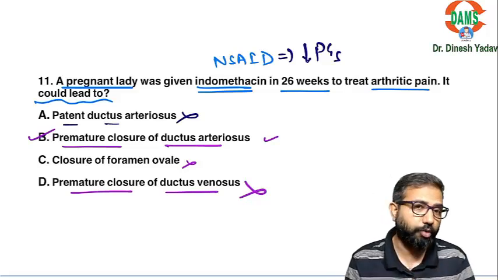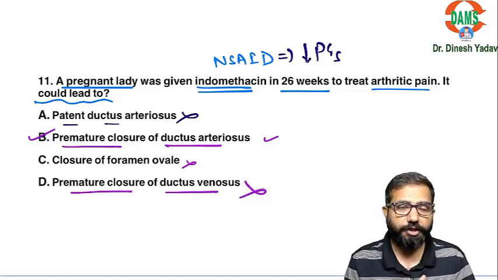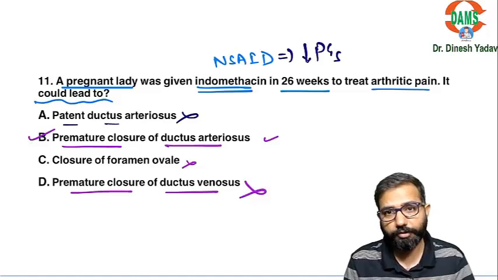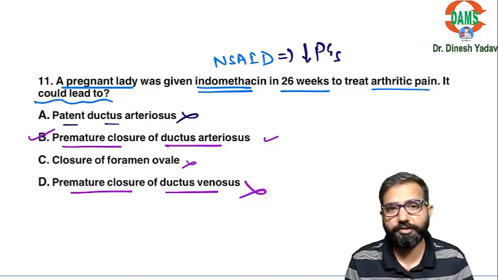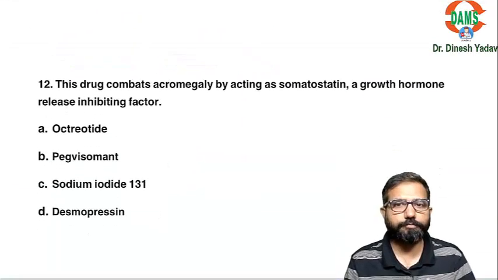If it is not closed and you want to close it after birth, then we also use NSAIDs. The best is ibuprofen. Indomethacin is strong, ibuprofen is the best, safe option. So in pregnancy, this is the risk.